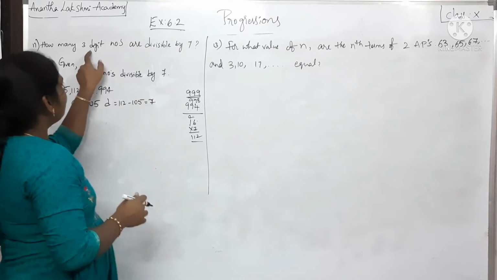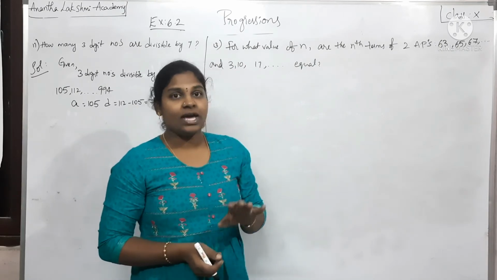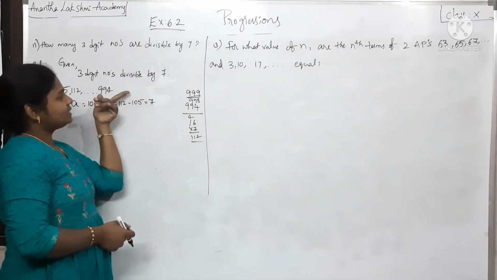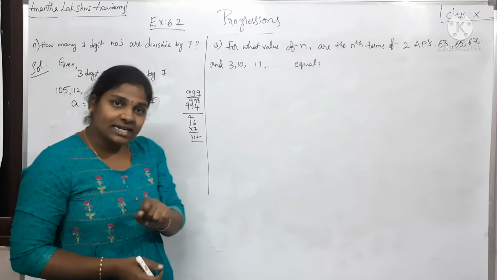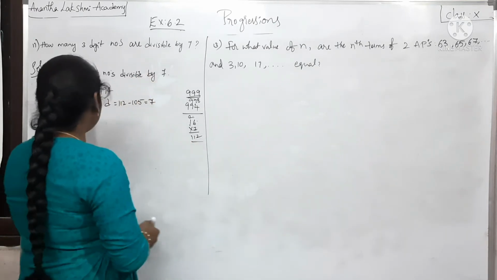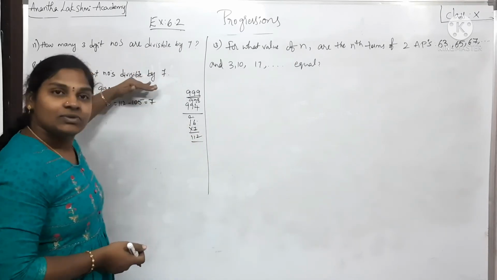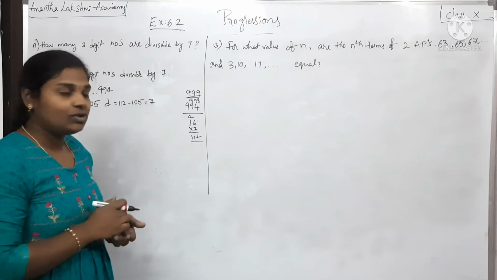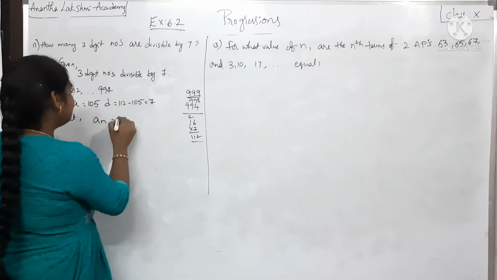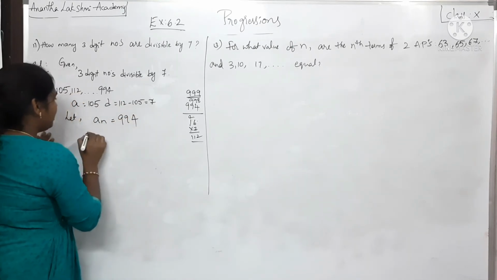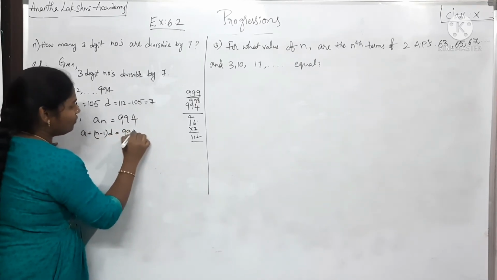And how many three-digit numbers are divisible by 7 is the question asked. So, if I say the nth term of this series is 994, can I get n, which exactly says how many numbers are there in between 105 and 994? So, we are going to solve this problem by considering the nth term of this arithmetic progression as 994. That means a plus n minus 1 into d is equal to 994.